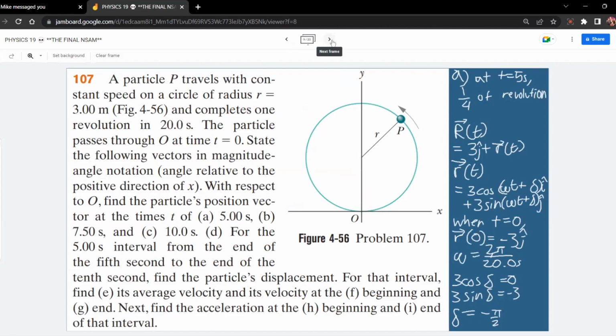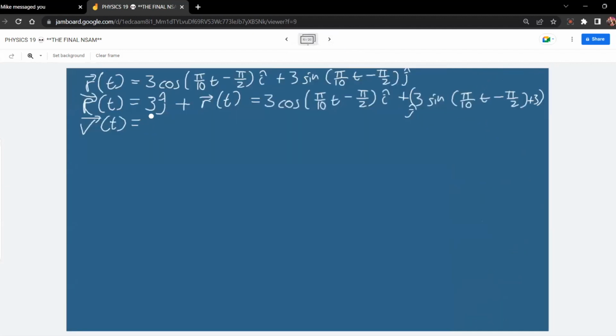Alam mo na yung position vector, di ba? That's R of t. So, paano kumuha ng velocity? Di ba? Differentiate. So, parang nakalimutan ko ng konti yung ano. So, 3 negative. Or baliktad ba? Yes, okay, tama. Dapat may pi, di ba? Negative 3 pi over 10.